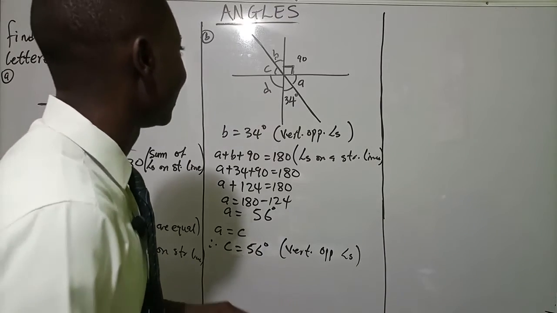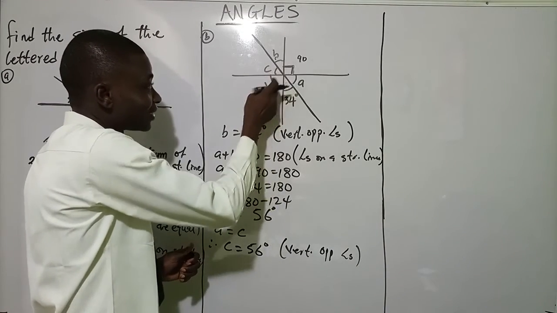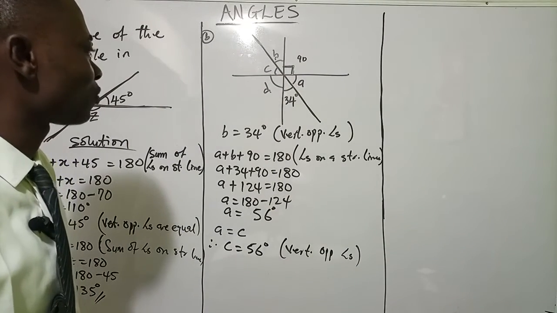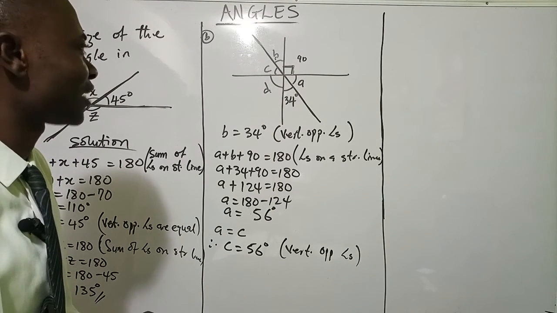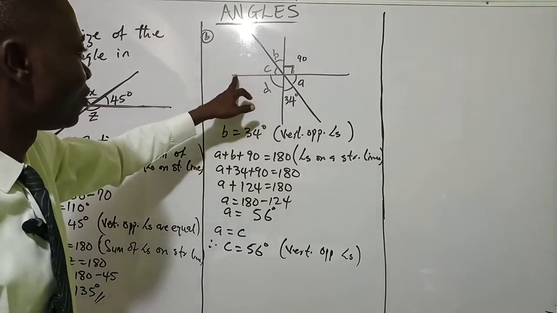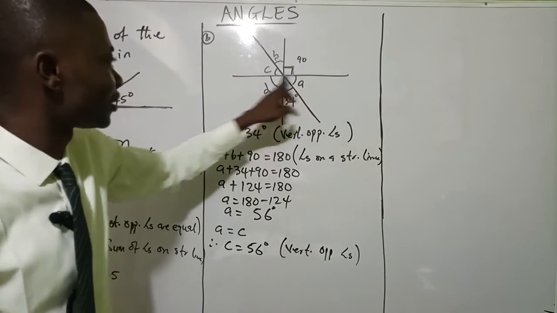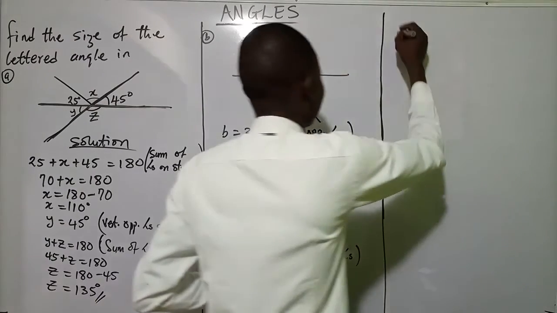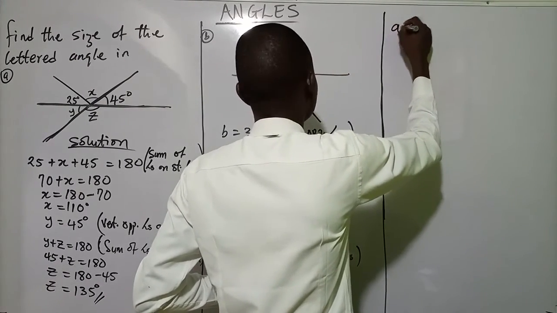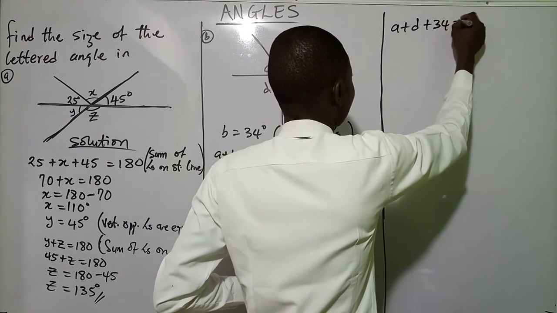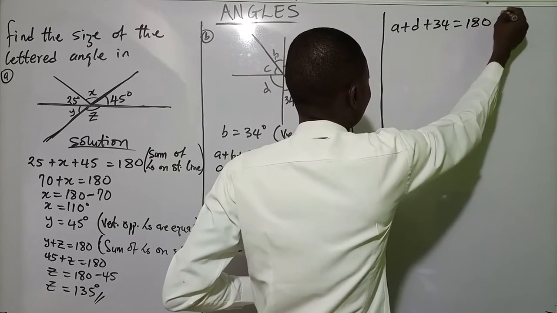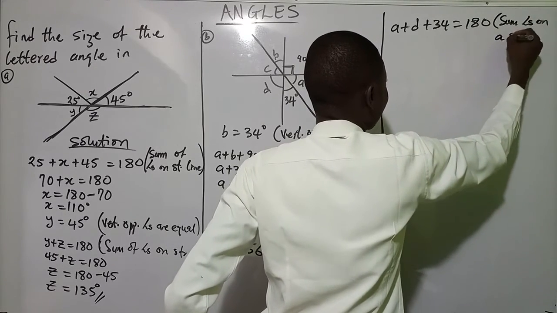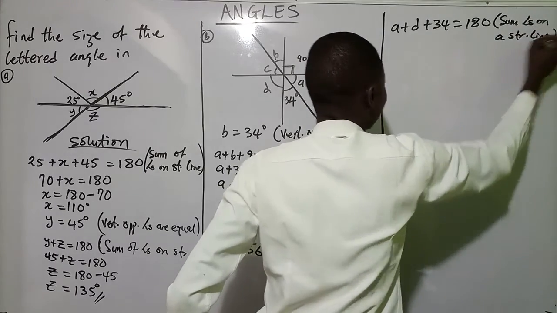We can easily calculate D. If you look at D also, you can see that D is vertically opposite to this. But I can also calculate this D to actually find out if it's going to be 90 degrees. Look at this, it is a straight line also. So A, 34, and D will give us 180 degrees. So I can say A plus D plus 34 is equal to 180 degrees. What is the reason? Sum of angles on a straight line.